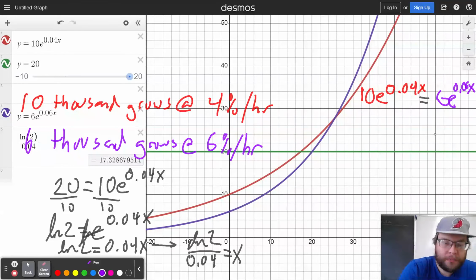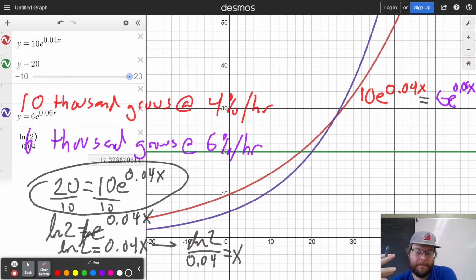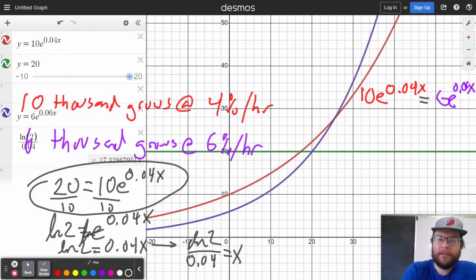In the previous example, in the black example, I divided both sides by 10 to try to get my e by itself. The tricky thing here is I've got e on both sides. So what I'm going to do first is divide both sides by e. And I'm going to choose the e that has a smaller exponent. You don't have to. You could divide by the bigger exponent also. I just like to divide by the smaller exponent. So I'm going to divide both sides here by e to the 0.04x.